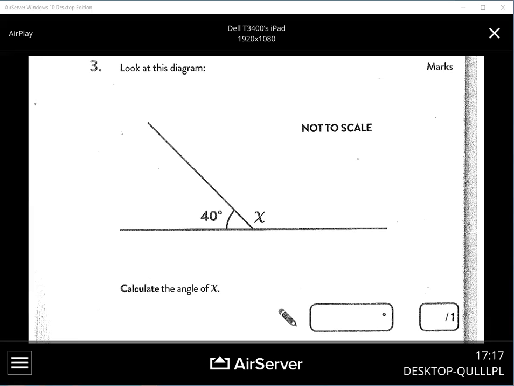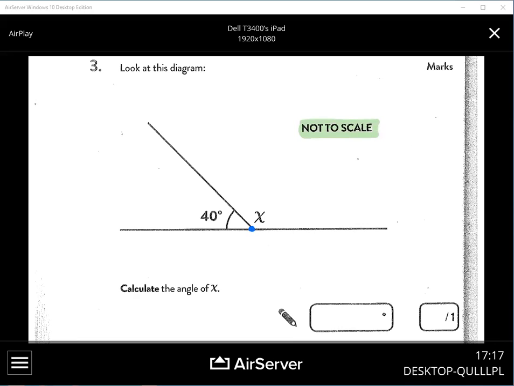Okay, question number 3. Let's have Mahnoor, please. It says, look at this diagram, and it's got a big notice here.